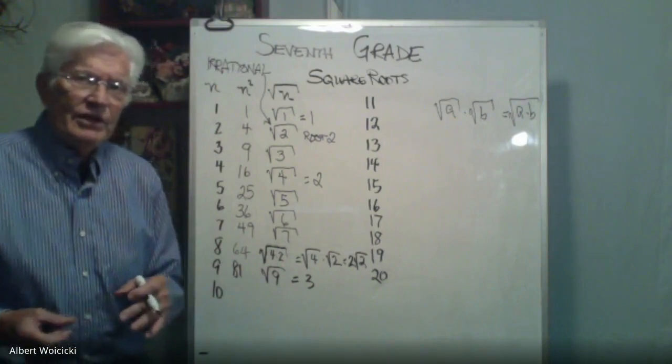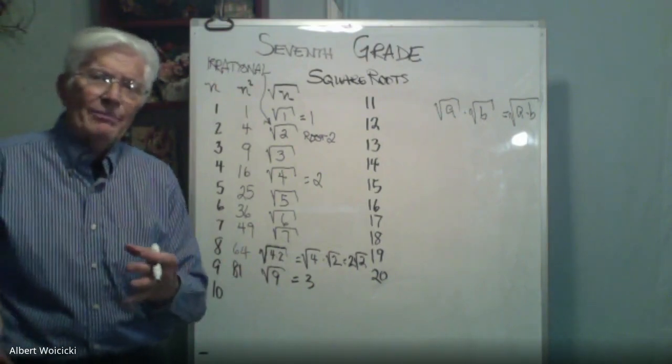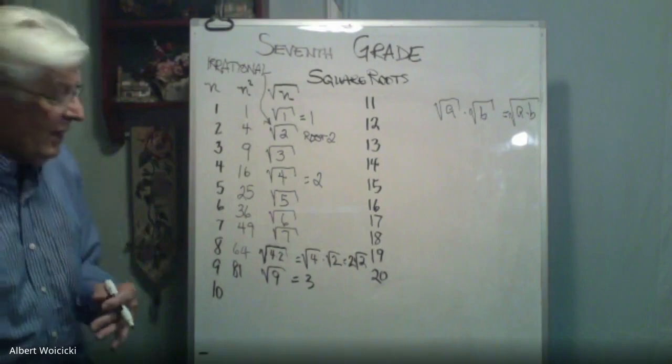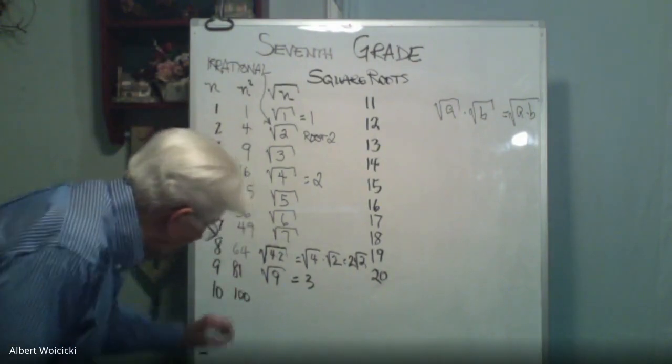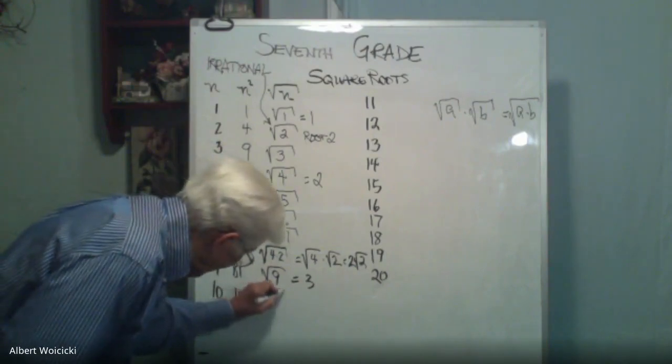That's kind of a mean subject, huh? Maybe a lot of people don't like math because there's too many irrational numbers. Now we get to the square of 10, which is 100, of course. But what's the square root of 10?